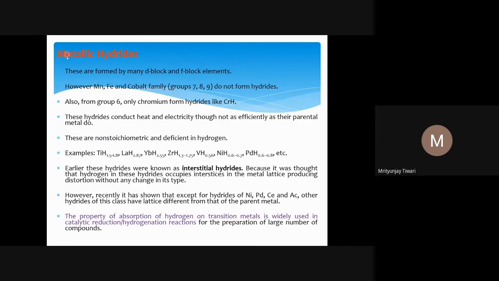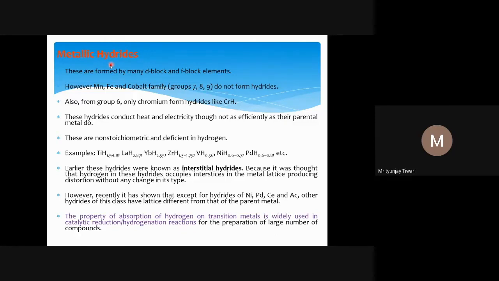Now let us look at the metallic hydrides. As I said earlier, metallic hydrides are mostly the hydrides of d and f block elements. Remember, d and f block elements. D block elements means the last electron goes into the d subshell while writing the electronic configuration, and f block elements have the last electron going into the f subshell while writing the electronic configuration.